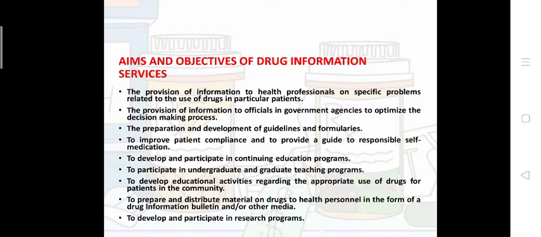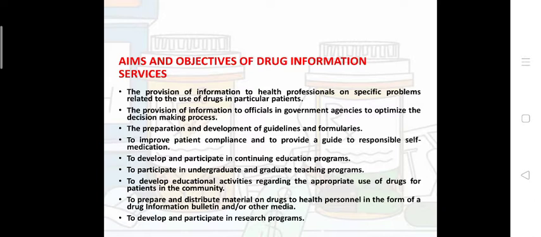Then preparing and developing guidelines and formularies, then to improve the patient's compliance and provide a guide to responsible self medication. If we feel that a particular drug has to be taken or should not be taken, whatever appropriate guideline has to be provided for the self medication, that is all laid down by the drug information services agencies and authority. To develop and participate in education programs, that is all the function and objective. Then to participate in undergraduate and graduate teaching programs. Then to develop educational activities regarding the appropriate use of drugs for patients in the community.